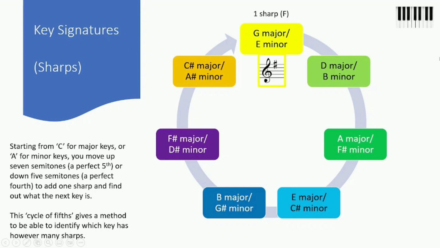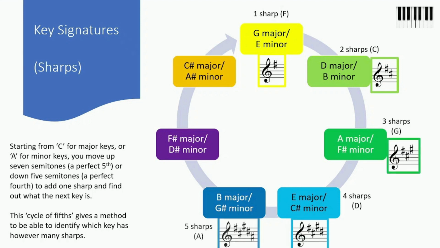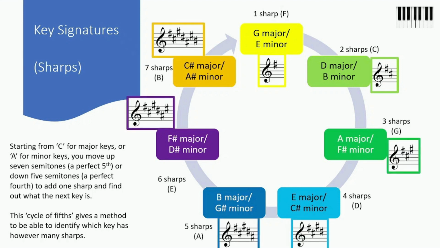G major has 1 sharp. D major has 2 sharps. And so on and so forth. You add a sharp each time. Until you get to C sharp major, all of them are sharps. Absolutely every single one of them. So that is how you figure out how many sharps are in each key.